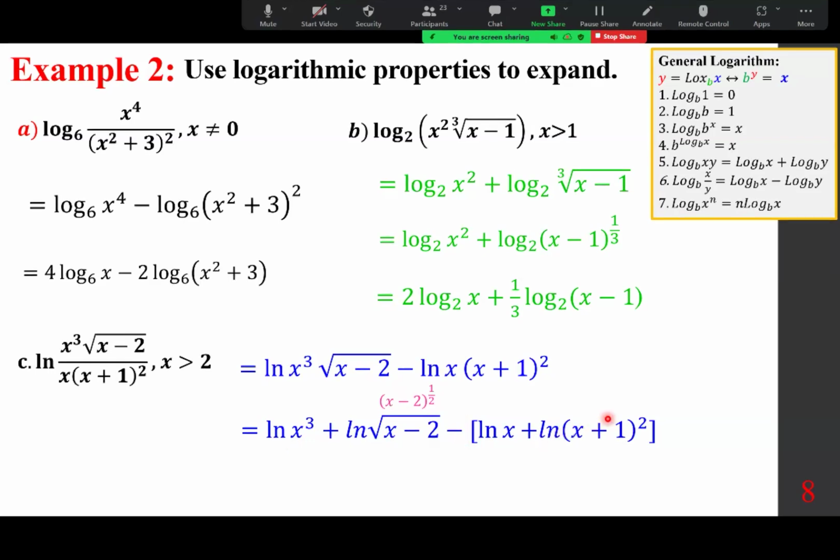And before we apply that, we are going to put the 2 in front. So again, 3 ln x plus 1/2 ln of x minus 2 minus ln x minus 2 ln of x plus 1. And that's the final answer, everybody.